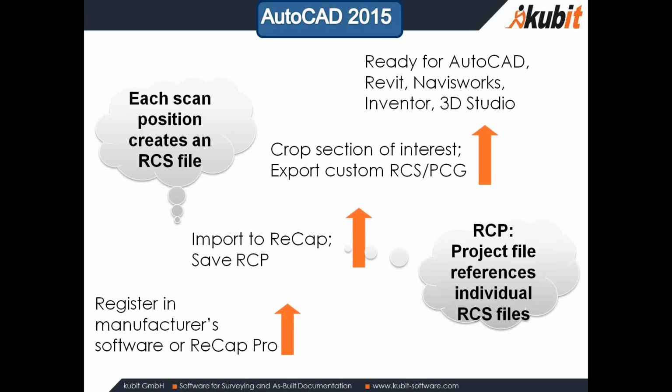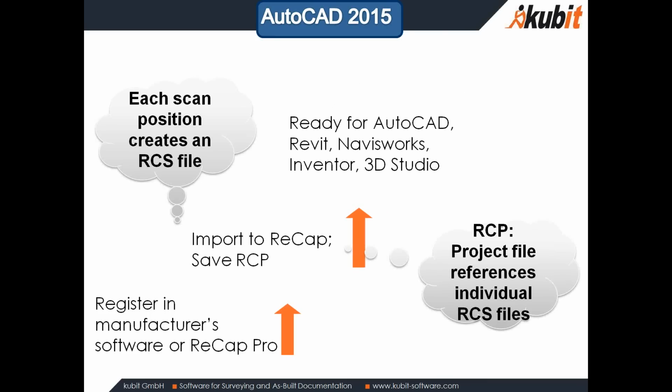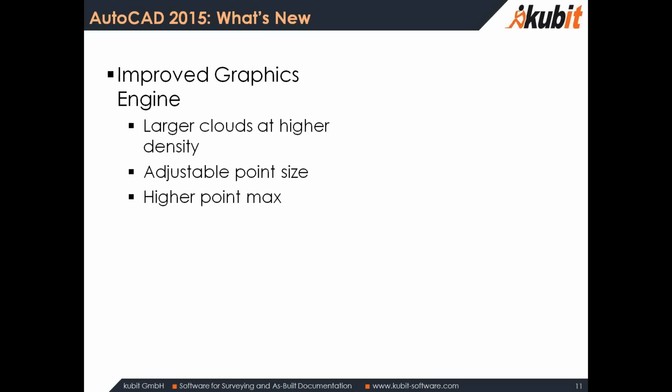Now what's nice about moving to 2015, you can really cut this step out because of some major enhancements to the graphics engine. So let's talk about just quickly what's new with 2015. I just want to touch on that, but again, you can review these more in detail later. We do have an improved graphics engine, so for users that means larger clouds at higher densities, the ability to increase the point size per pixel, thicken things up and make it look nicer if you want. We have a higher point max option, so you can see more points on the screen per point of view.